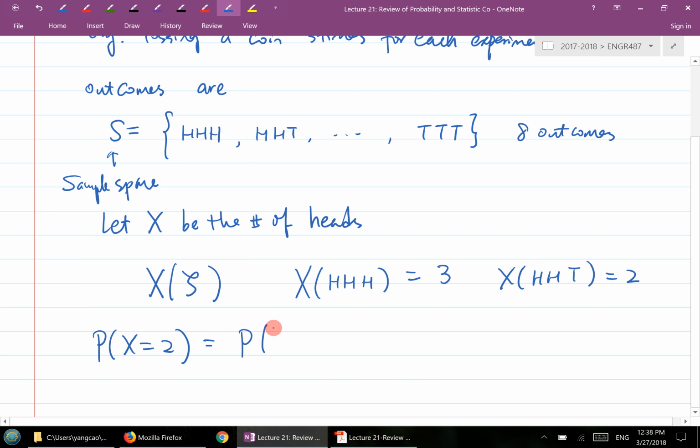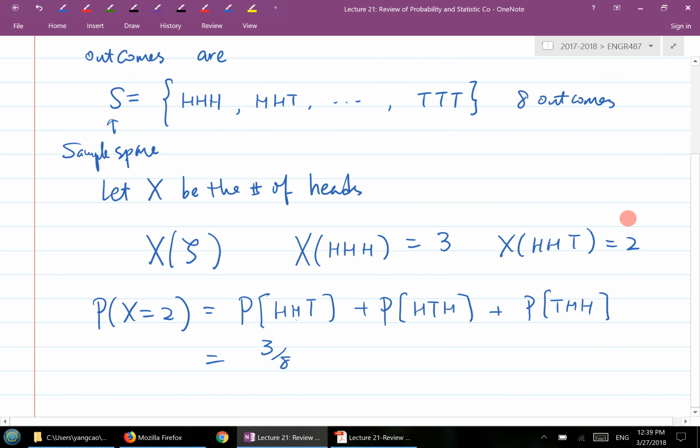What are the outcomes containing 2 heads? It could be HHT, HTH, or tail HH. Each outcome has a probability of 1/8, so in total you get 3/8. That gives you the probability for this random variable to be 2 as 3/8. So that's the simple concept of a random variable. I just want to jog your mind of what a random variable is.